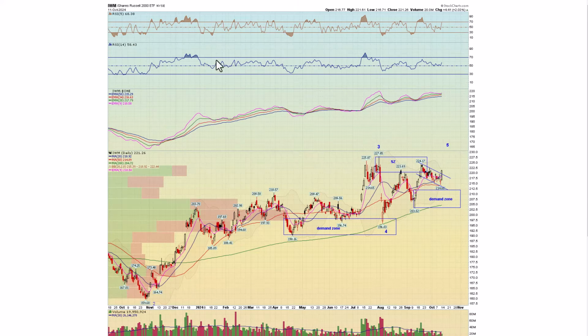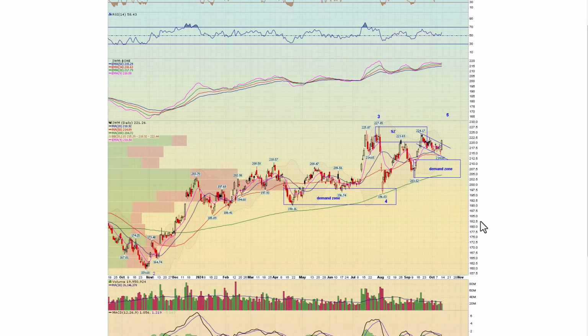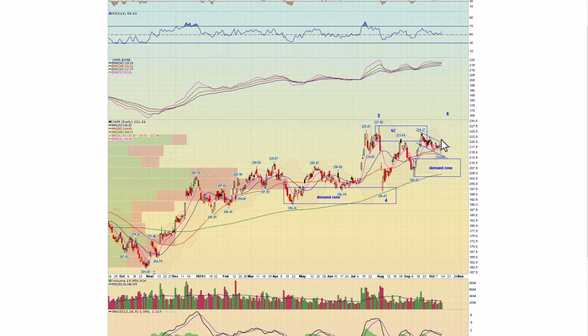Finally, moving on to the small caps, IWM. So here's IWM. Finally broke this little tight channel that I had drawn in place over a week ago. So if one is long here, I think an easy stop could be just below this 214.60 higher low.